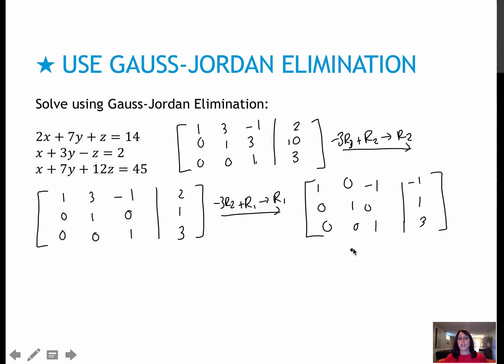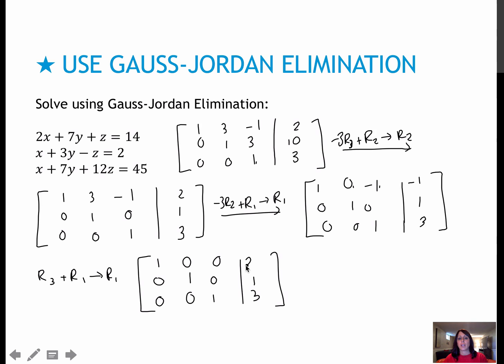Now I'm almost there, but I really need to make this value a 0 also. So I'm going to take R3 plus R1 to be my new R1. Row 2 and 3 will remain the same. So for my new row 1, I'm simply adding these values together, adding those together, adding those together, and adding those together. And so I find my solution of (2, 1, 3), which was my ordered triple that I came up with previously.